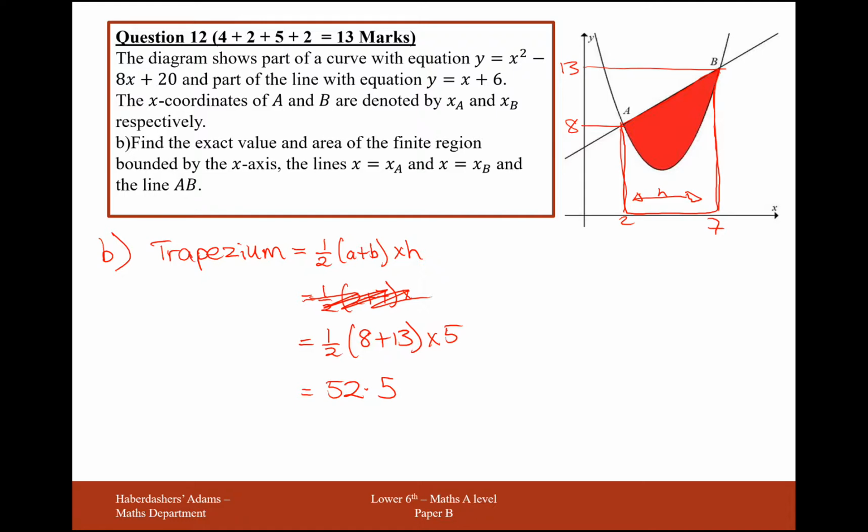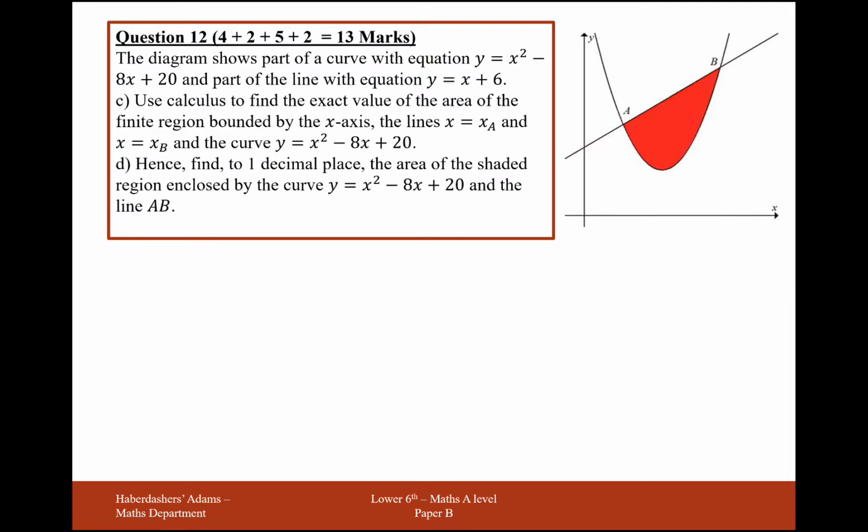Okay, great. Next question. Use calculus to find the exact area of the finite region bounded by the x-axis, the lines x equals a and x equals b, and the curve. So we're looking for the area underneath the curve between x equals 2 and x equals 7. We need to find this area under the graph here. I assume what they're looking for us to do is then take that away from the area of the trapezium to leave us with the red area.